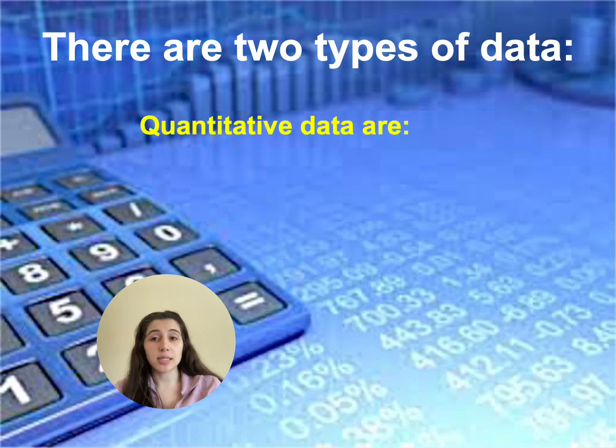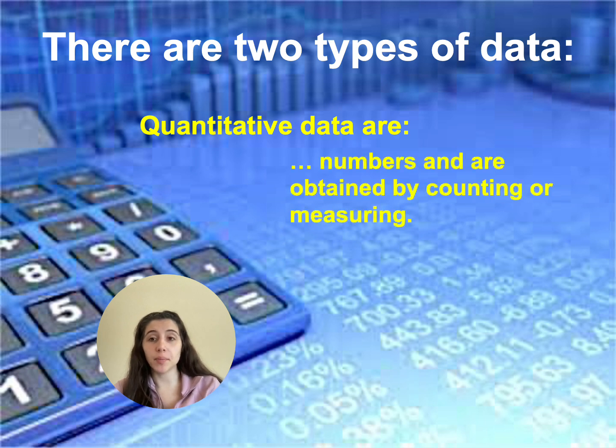Now, not all data looks the same. There are two main types. Quantitative data is all about numbers, things you can measure or count. So, for example, I may say that the patient has a fever of 101 degrees Fahrenheit. 101 is a number, so that is quantitative data.